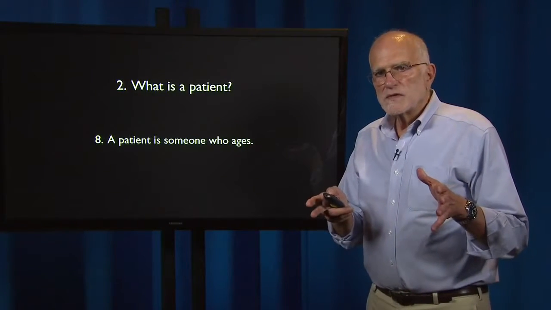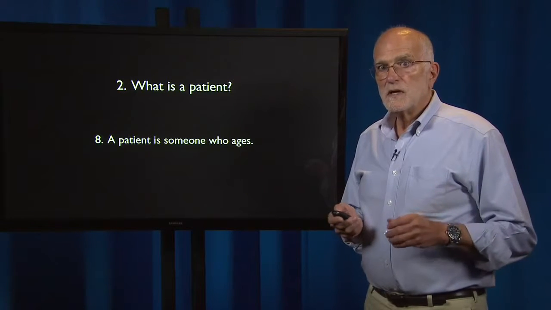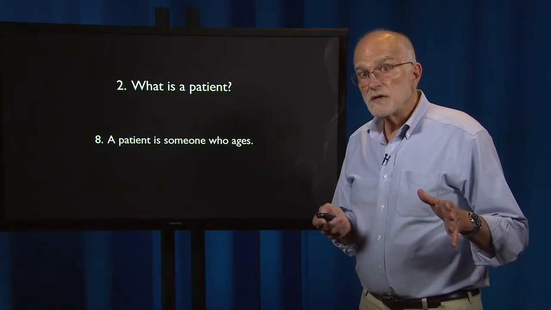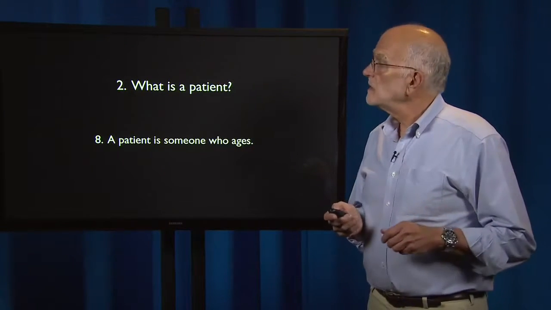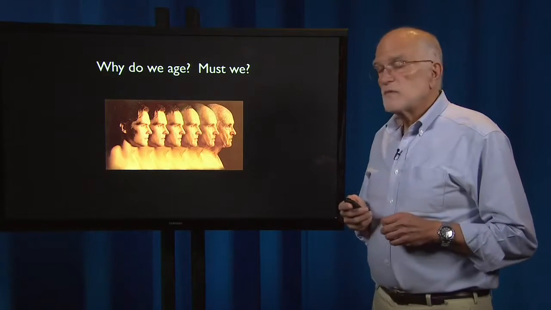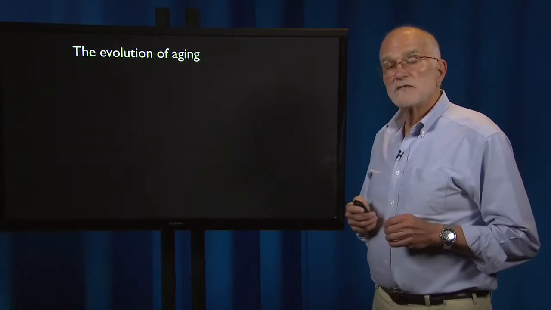One of the most important ways to look at patients is as organisms that age. And all organisms that reproduce asymmetrically must age. We certainly do. Why do we age? Must we age? These are both very important questions, and the evolutionary theory of aging has given us good answers to them.